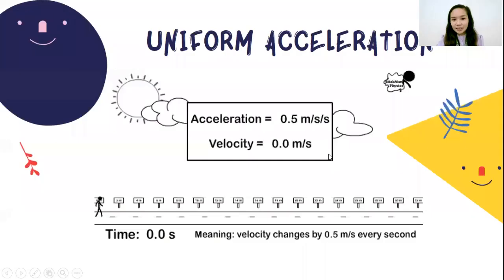Here is another animation for uniform acceleration. Your uniform acceleration here is 0.5 meter per second squared, and your velocity changes over time. It means the person here is walking faster than the initial velocity. He is speeding up. That is now your acceleration, since your velocity changes every second.